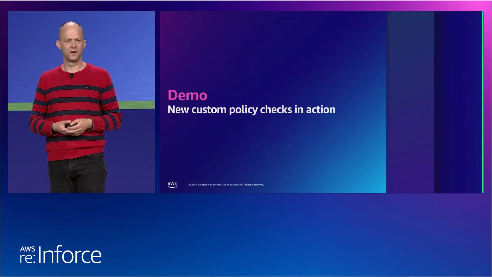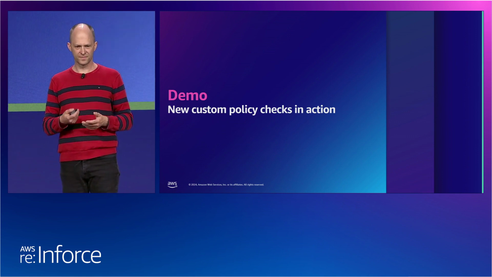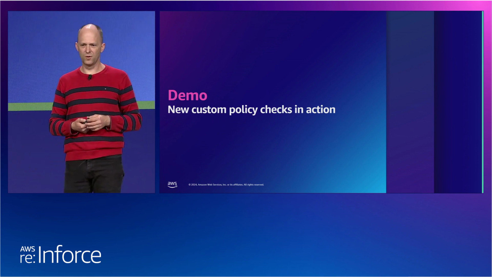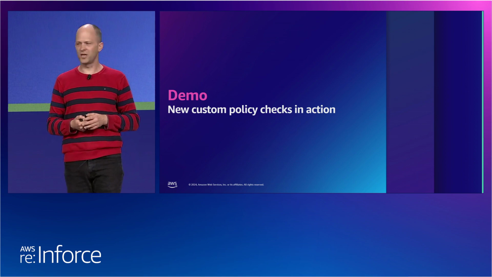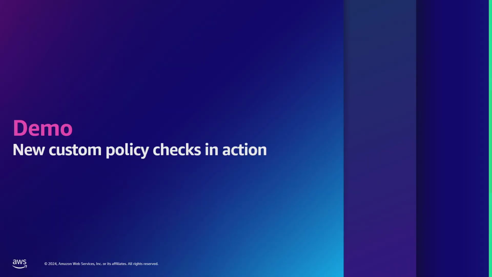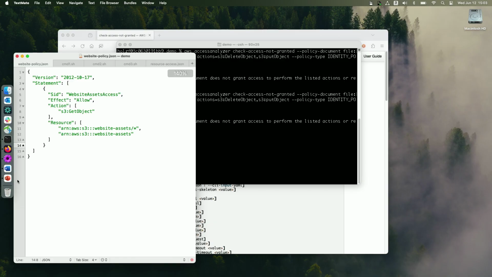Now, nothing works without a demo. So let's do a few more custom policy checks in action here. Nini was supposed to swap my laptop for his because, of course, we're running on different machines. Let's see if it actually worked.